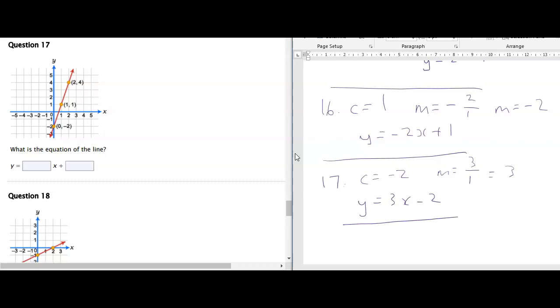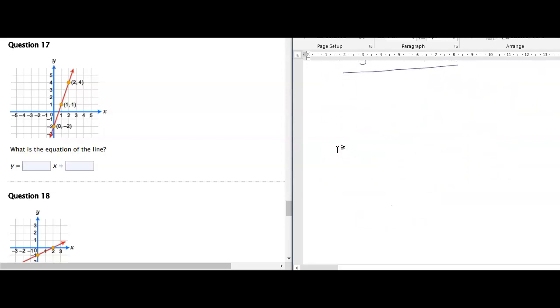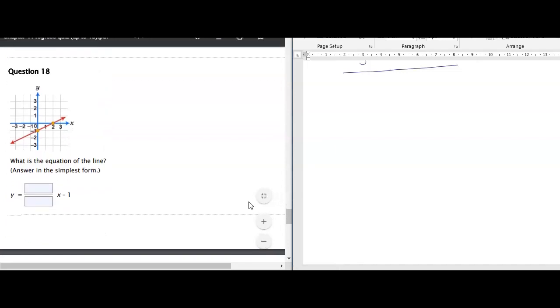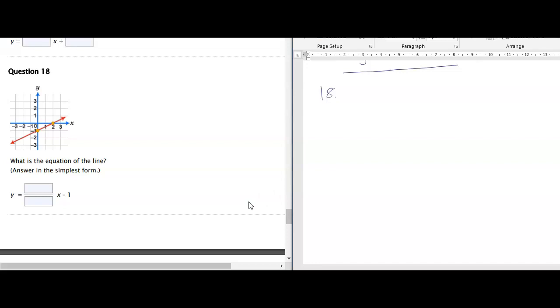Okay, let's just scroll some space. Nearly there. Okay, question 18. What is the equation of the line? It says answer in simplest form. For the gradient, we're going up 1 and across 1, 2. That's probably just if you had a different fraction. We don't need to put in the y-intercept, it's already given to us, so we can put in just 1 over 2 for our gradient.